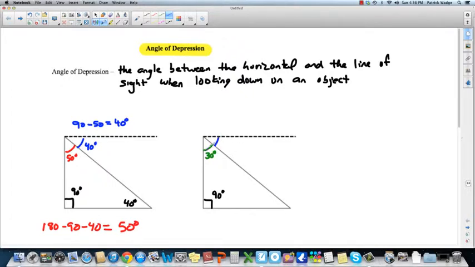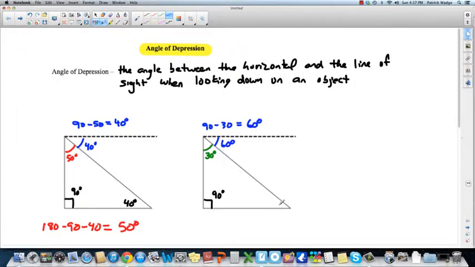Well, we know that the green angle plus the blue angle is how much? 90 degrees. So if we want to get the blue angle, we would do 90, take away the 30, and we would get 60 degrees. So this angle here is 60 degrees. That's the angle of depression.